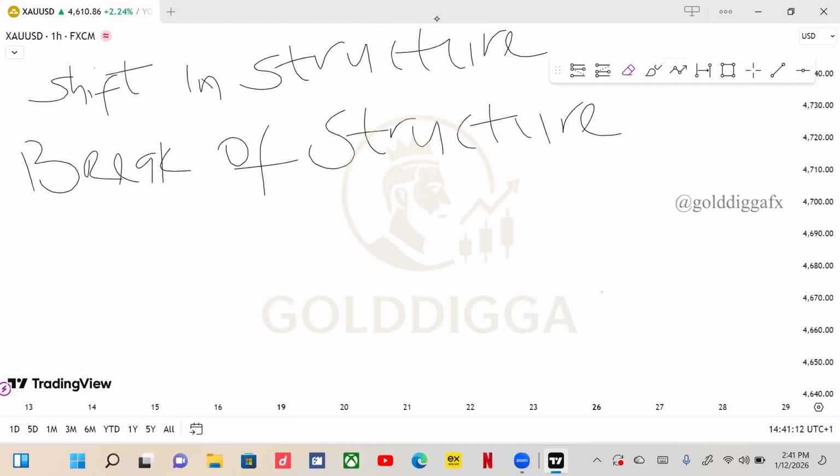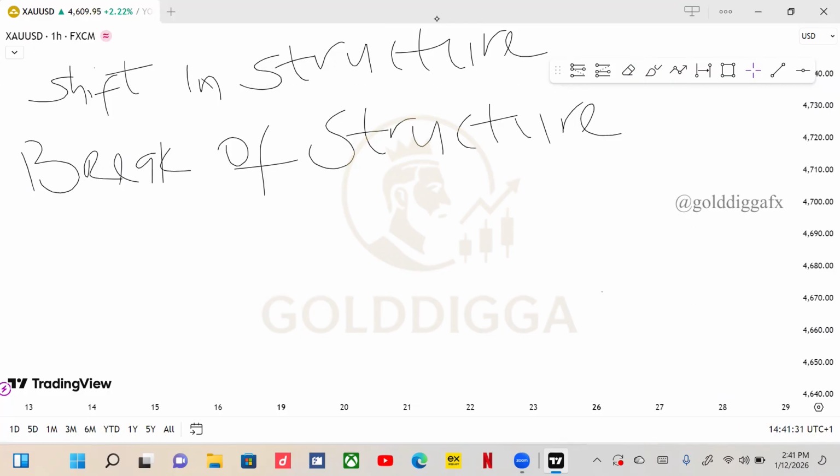Okay. Yeah, so does that mean the shifting structure deals with the body close, while the break of structure deals with the wick? No, no, no. Both of them have to do with the body close. Price closing above it is what confirms the break. It has to break with the body close above.